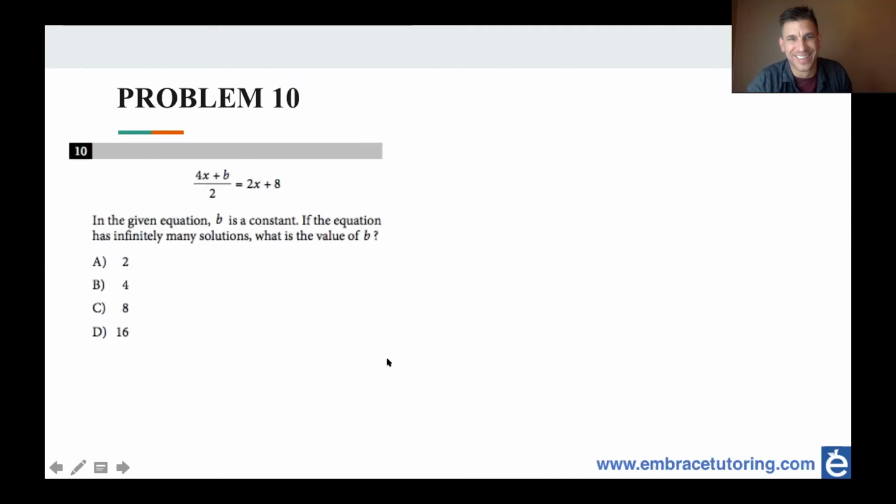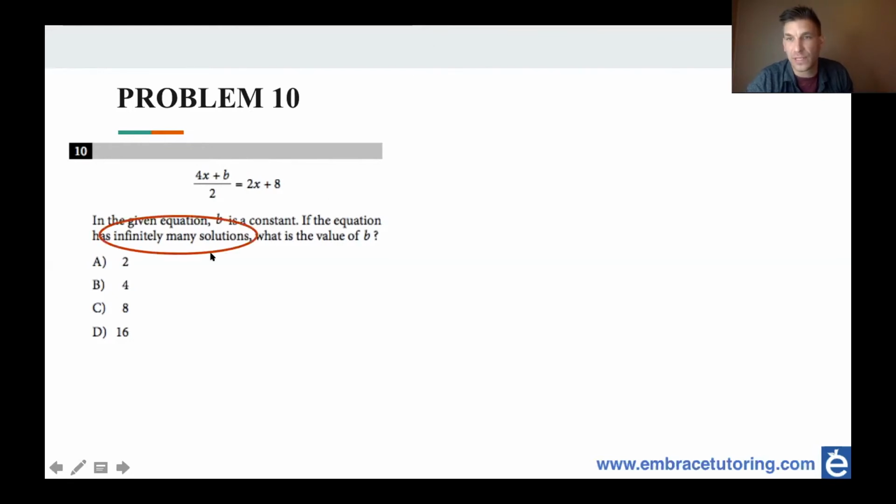All right, so here we are. We have 4x plus b over 2 equals 2x plus 8. Quick tip, I haven't even read the problem yet, but I can almost predict that whenever they're giving me multiple variables, they're going to ask for when the equation is not equal or when it's always equal, all right? In the given equation, b is a constant. If the equation has infinitely many solutions, what is the value of b?